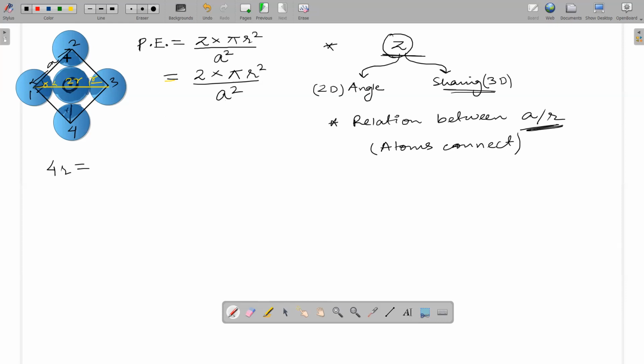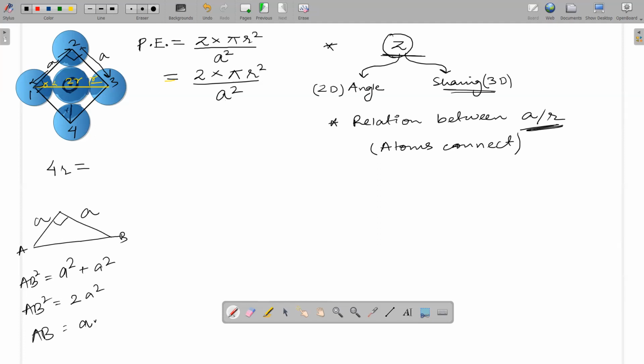Please apply the Pythagoras theorem. This is 90 degrees. This is A. Tell me the length of the diagonal. The 4R is that diagonal, in terms of A. Let us write this hypotenuse as AB. AB square is equal to A square plus A square, which is equal to 2A square. So AB is equal to A root 2.